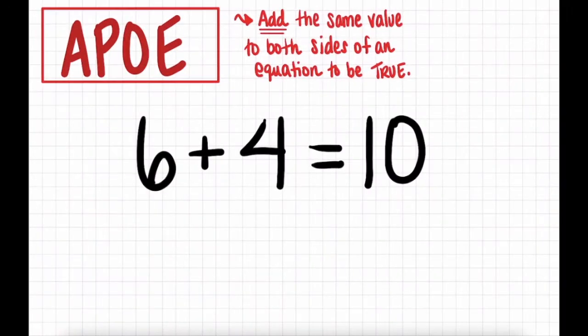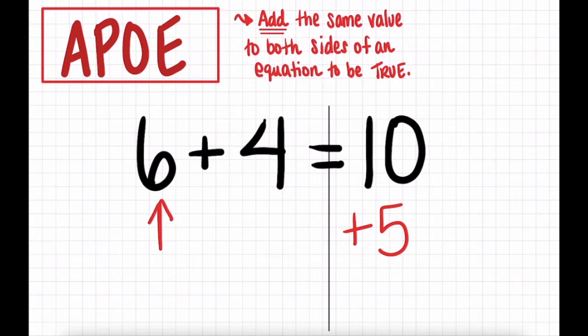In our second example with APOE, we have an equation that's slightly more complex. However, it's still true. 6 plus 4 equals 10. I'm going to start by putting the line down the middle of my equal sign to keep the left side separate from the right. Let's say I decide to add 5 to 10 on the right side. The question becomes, to keep this equation true, am I going to add 5 to the 6, or should I add 5 to the 4?